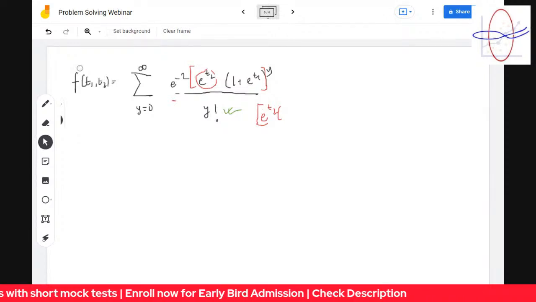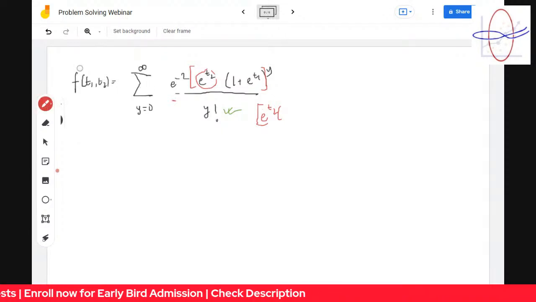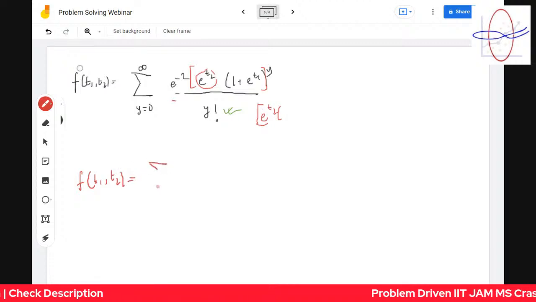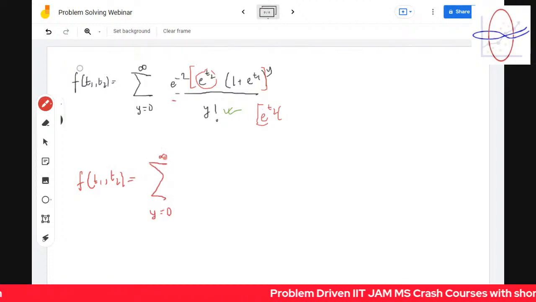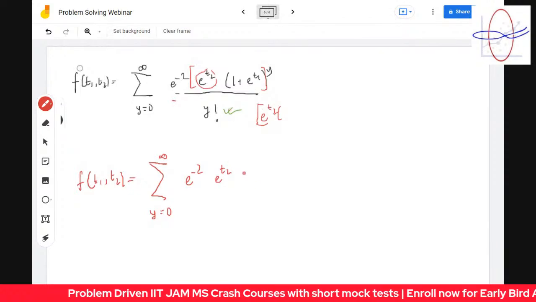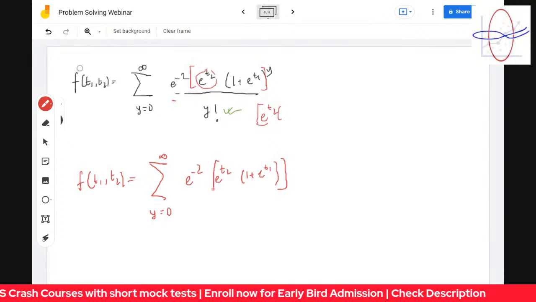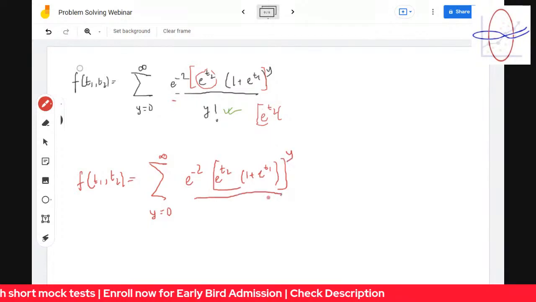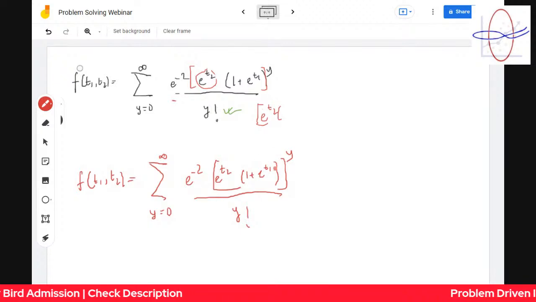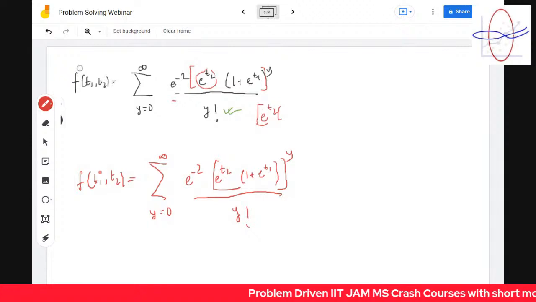This is the f of t. This was the f of t1 comma t2. That is, summation over y of e to the power minus 2, e to the power t2 into (1 plus e to the power t1) whole to the power y, by y factorial. So you can understand it's lambda to the power y by y factorial. So lambda you have to change, which is not dependent upon y. So you have to multiply that lambda here. So what is that extra lambda? So therefore this is multiplied.